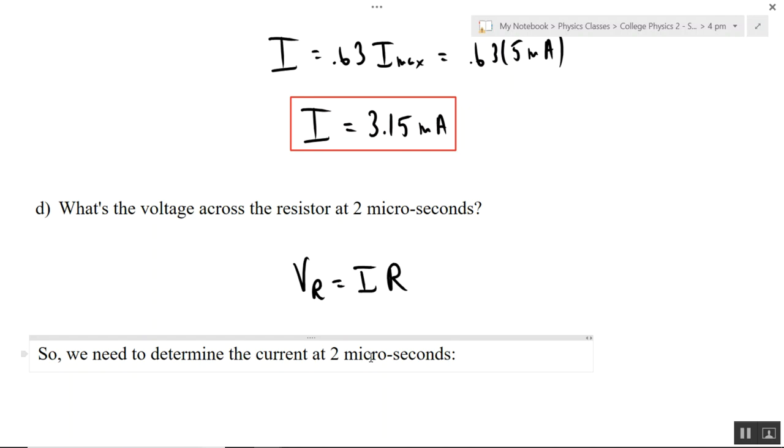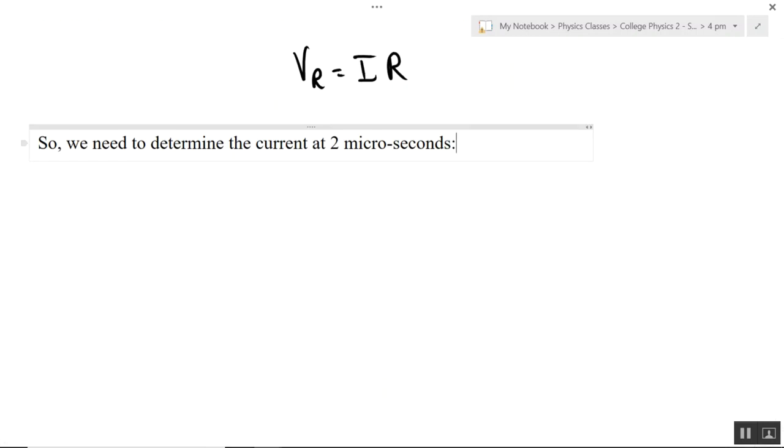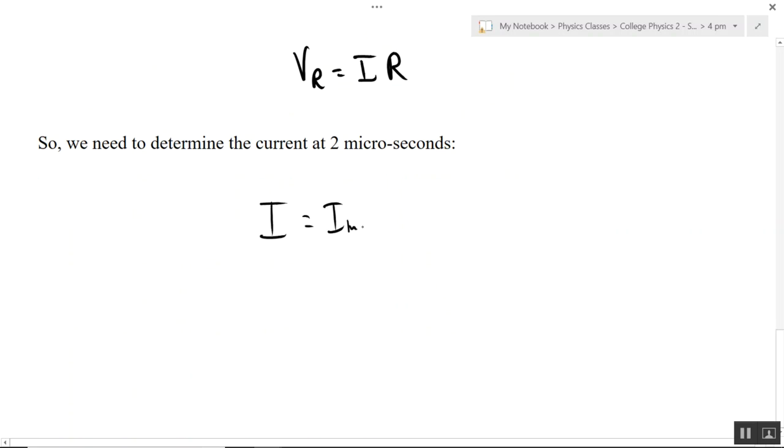Anyway, the point is, you can't just multiply by 0.63. You have to use the entire equation, right? So the entire equation you can write like this. It's really V divided by R, but V divided by R is I max, which is what we found previously, times e to the minus t over tau. That's supposed to be a tau. So, this is 5 milliamps. And the thing at the top is the time.